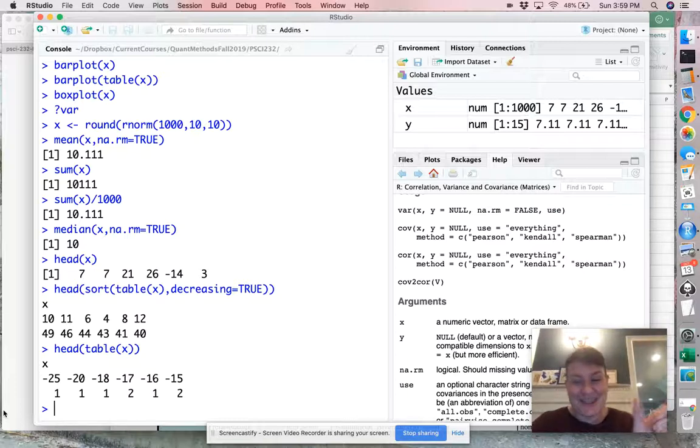In any case, you're going to give it the data set name, $, the variable name. So you can take the mean and median of a variable. And in fact, that's going to be an important thing to do. So good to know that you can do that.